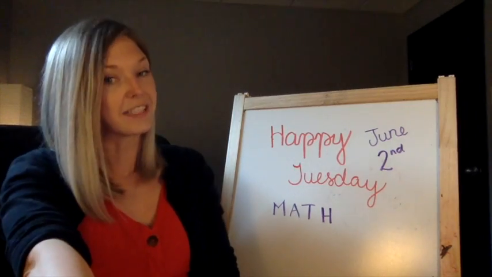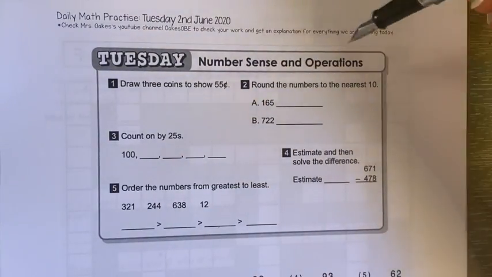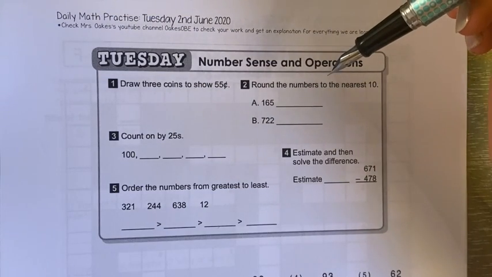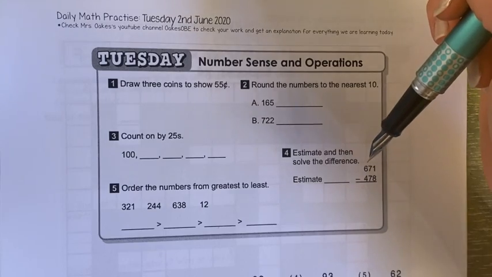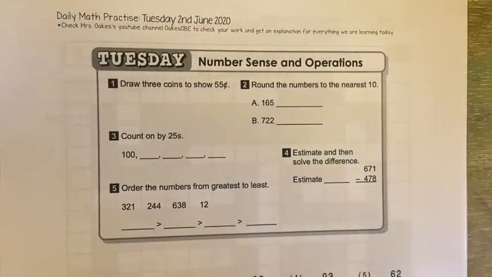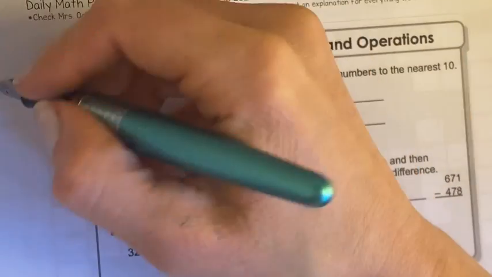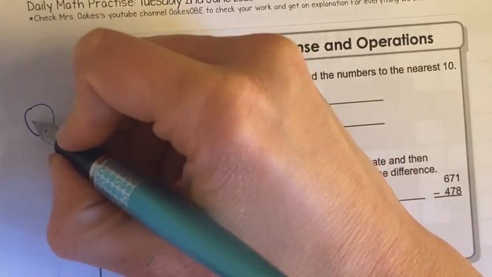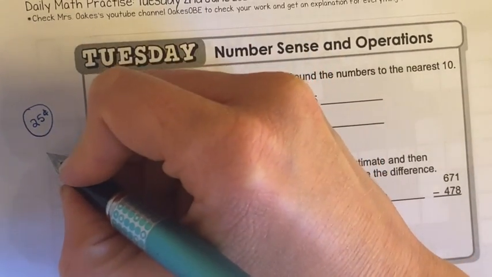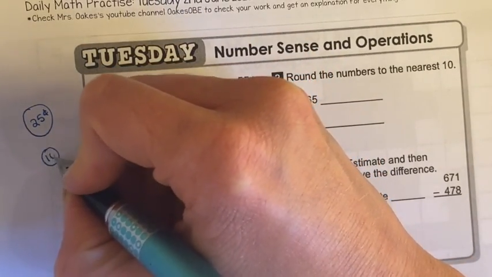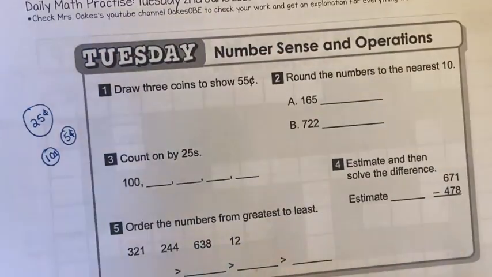All right, let's go. Hello, grade 2 and grade 3. Let's do this. So the first thing we're going to do today is our number sense and operations. So we are going to draw 3 coins that show 55 cents. Now, there are many different coins that we have. Just to review, we have 25 cents. We have 10 cents, which is often called a dime, and we have 5, which is often called a nickel.